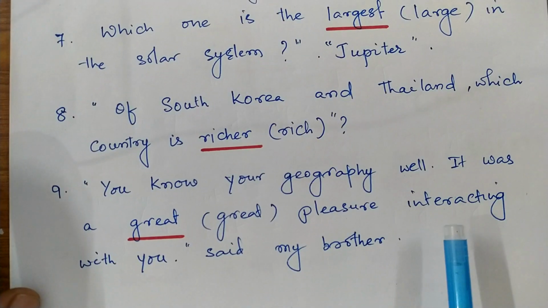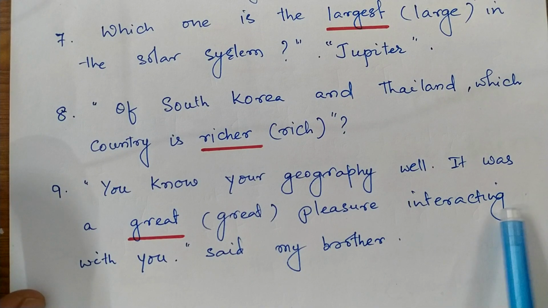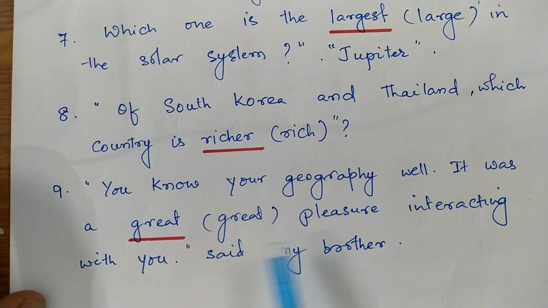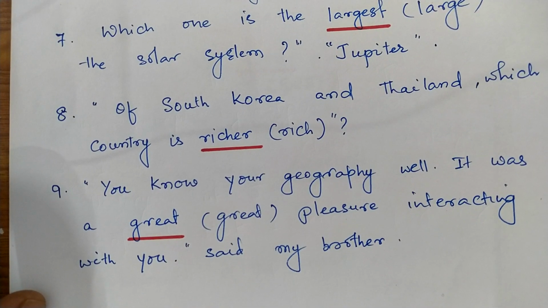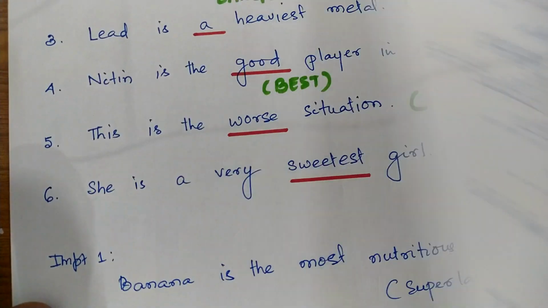Number 9. You know your geography well. It was a great pleasure interacting with you, said my brother. Now greatest will not be there because it is in its positive degree itself. It was a great pleasure interacting with you. There is no comparison over here with anybody else. So it will remain in its positive or root form only.